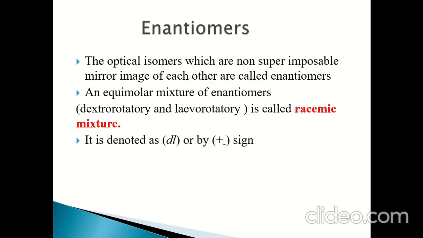Now let us study enantiomers. The optical isomers which are non-superimposable mirror images of each other are called enantiomers. An equimolar mixture of enantiomers, that is dextrorotatory and levorotatory, is called a racemic mixture. It is denoted as dl or positive negative sign.